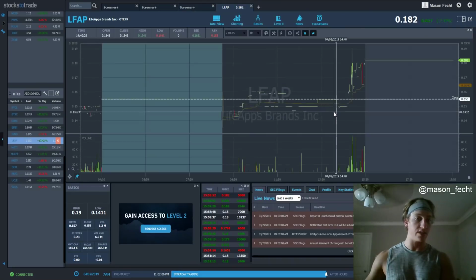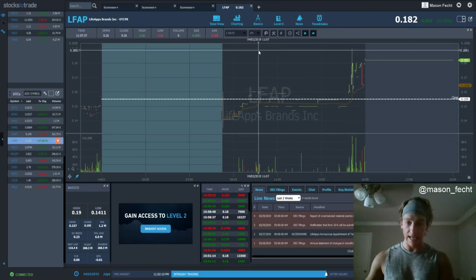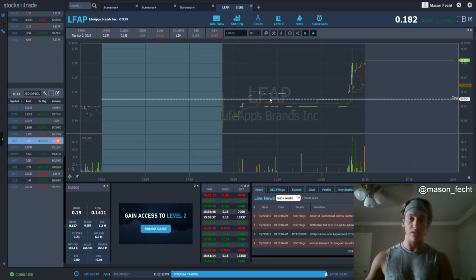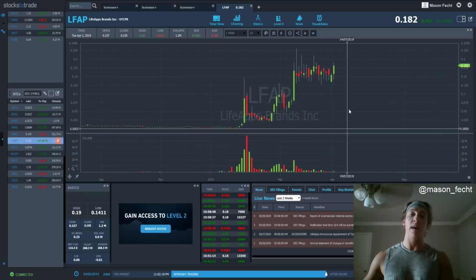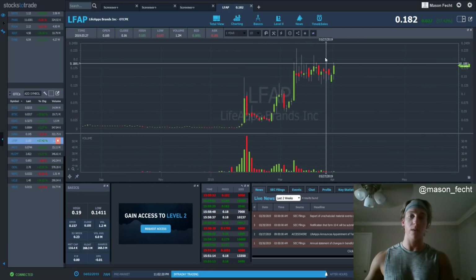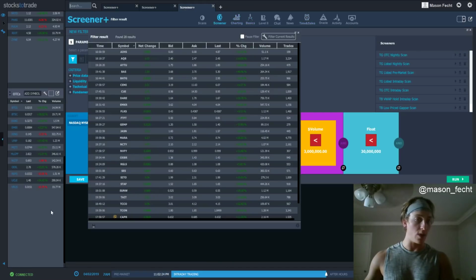LFAP was actually up a little bit today, 17%, but on low volume. Keeping this one on watch because I would love to buy this if it ever breaks out above this range right here. So it'll stay on my secondary watch list. MGTI, we already added that.